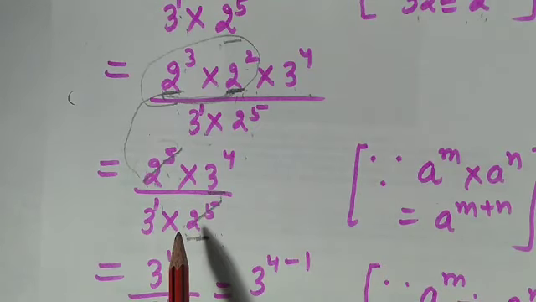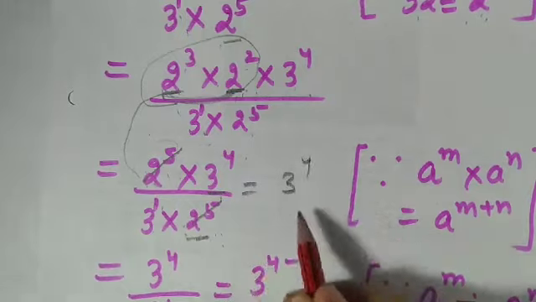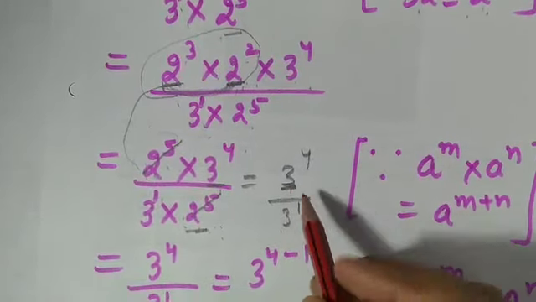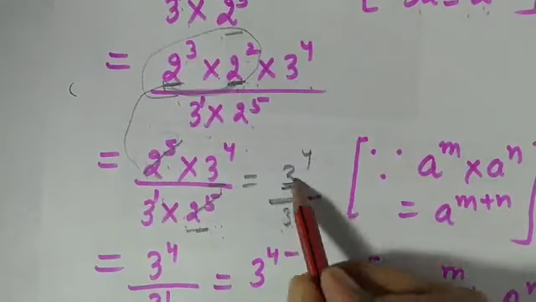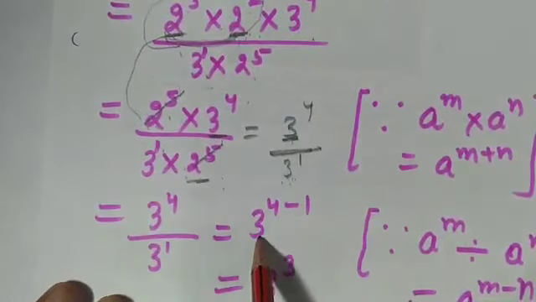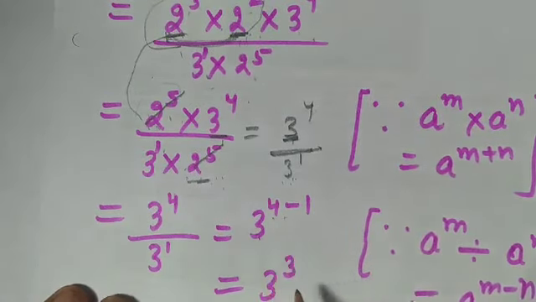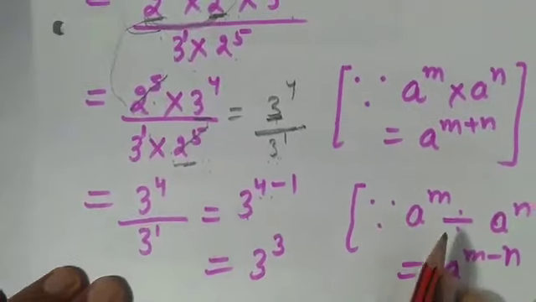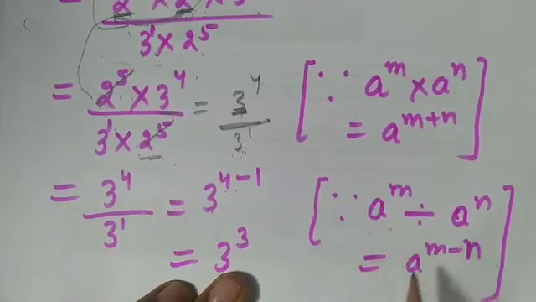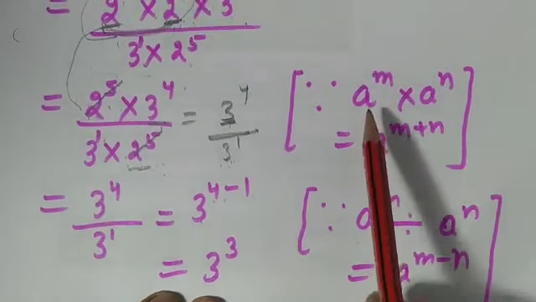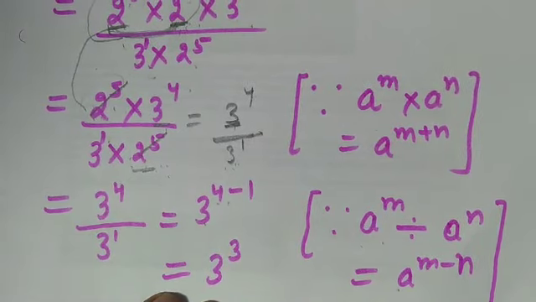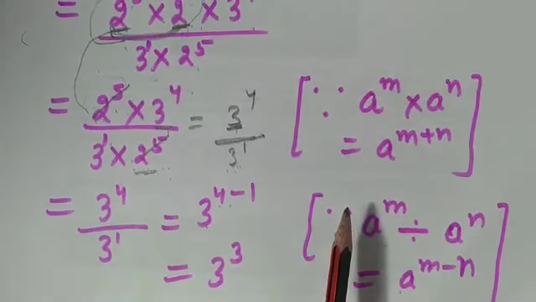We have learned that whenever the bases are same and we have to divide the two exponential numbers, then powers get subtracted. So it will be simply 3 raised to the power 4 minus 1, that is 3 raised to the power 3. I have applied this law, so you have to mention that I have applied this law. Everywhere, anywhere, if you are using the law, you have to mention. Okay, so this is your part 1.